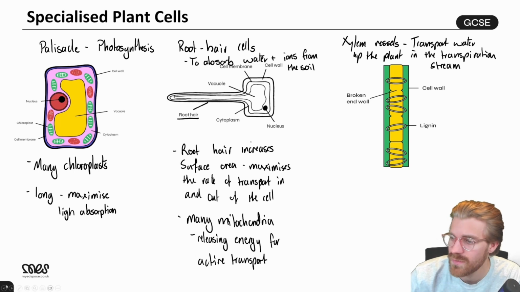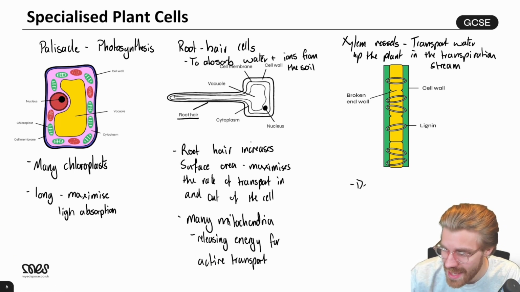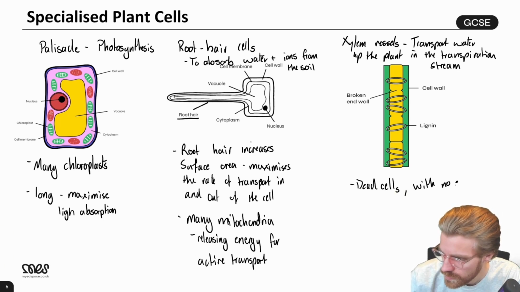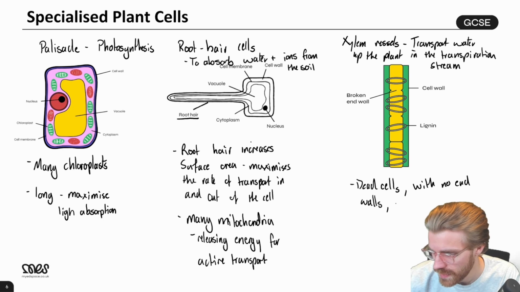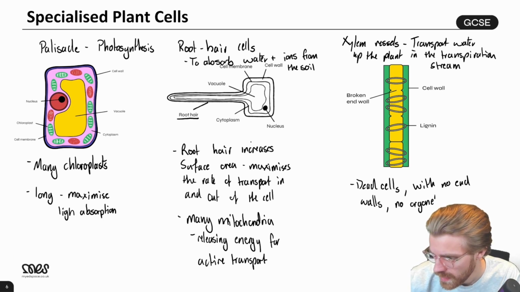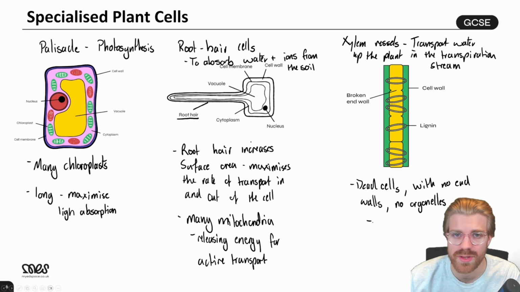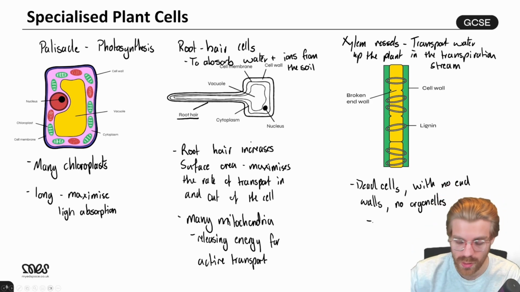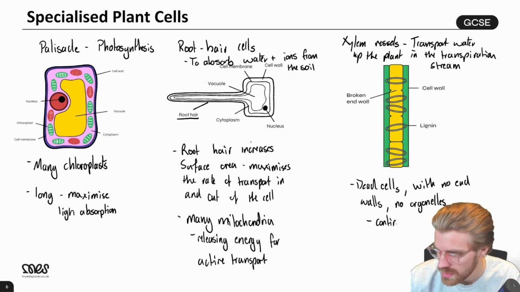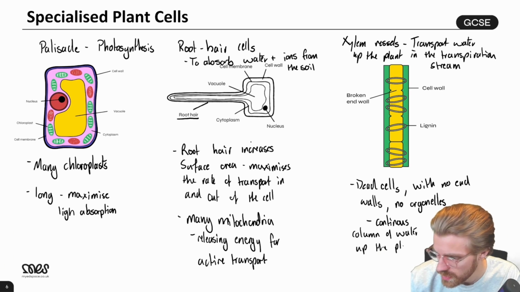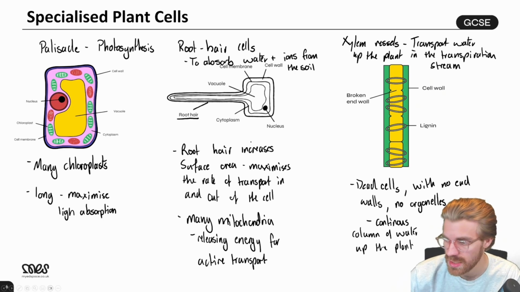Now, the way that the xylem vessels are adapted for this is that they are dead cells with no end walls or organelles either. The reason for this structural adaptation is that this means that we have a continuous column of water going all the way up the plant, and that enables transpiration to take place.